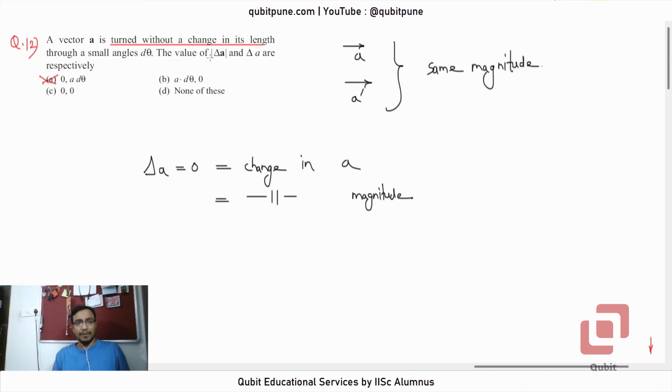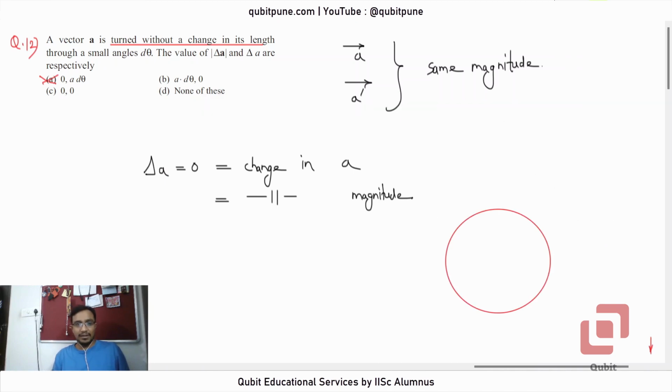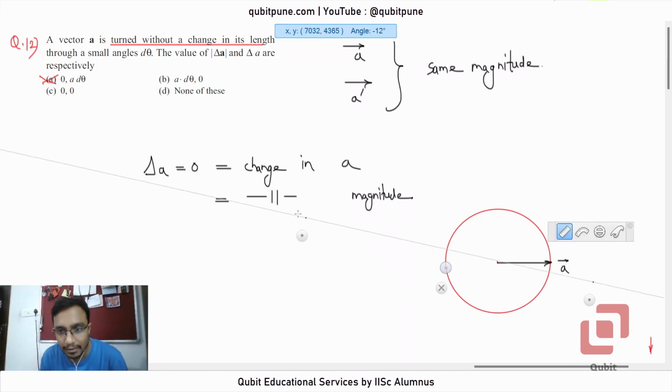Now how are we going to find delta A bar's magnitude? For that we have to imagine a circle. You know that both these vectors are along radii of this particular circle. So let a bar be a horizontal vector, and let me tilt it. Let me rotate it by a tiny angle.